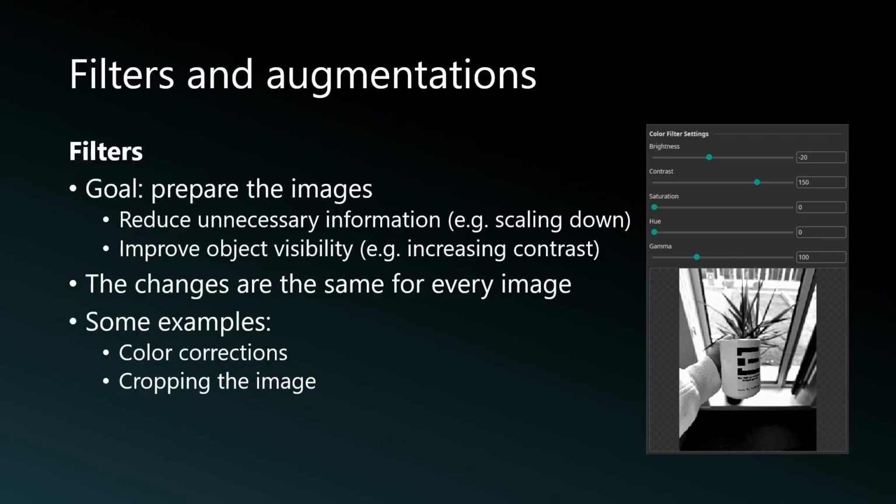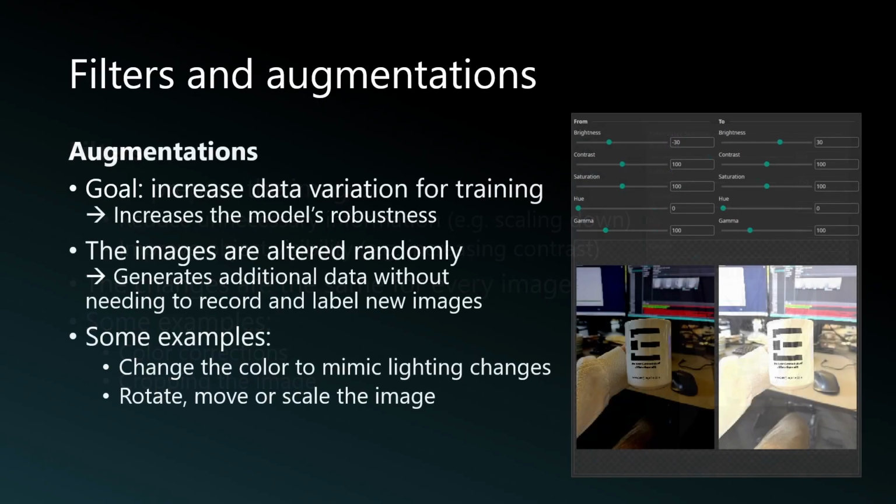Or another example would be scaling down the images so that we have less information that isn't really necessary. Then we might also use filters to improve the visibility of objects. For example, here we've increased the contrast to make the logo a bit more visible. The key part is that these changes are fixed and are the same for every image. And this is in contrast to the augmentations. We use augmentations to increase the variation in our training data, and by doing so, we can actually increase the robustness of the model.